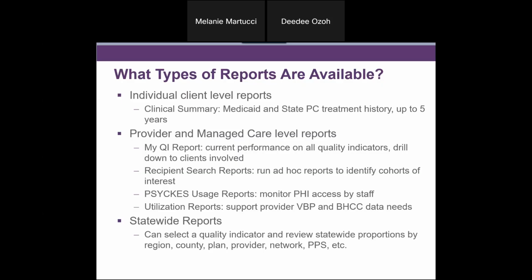And then we also have the PSYCKES usage reports. This is a way for you to monitor PHI access at your organization, so you can see what staff have access to PSYCKES, and you can get information on if they've been logging in, what clinical summaries they've been viewing, and you can also see how many consents they've entered and for which clients at your agency. We also have utilization reports, and this is a series of 3 separate reports that are designed to support providers preparing for value-based payments and forming provider networks.